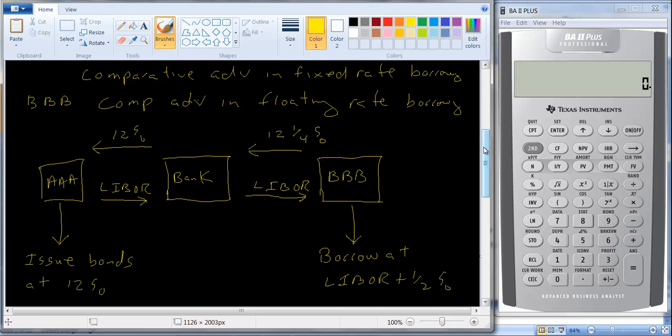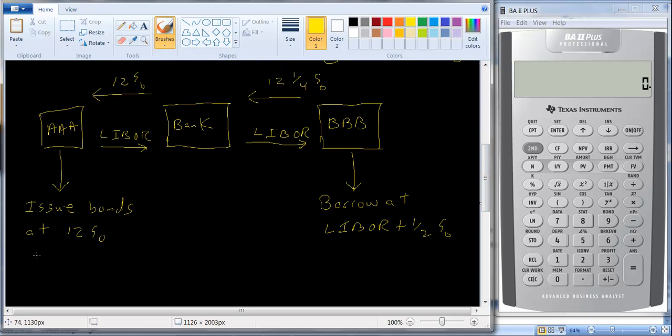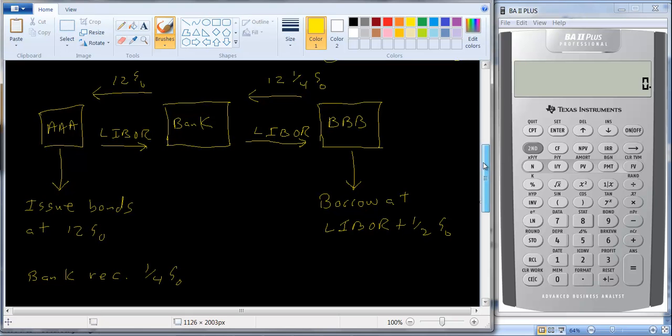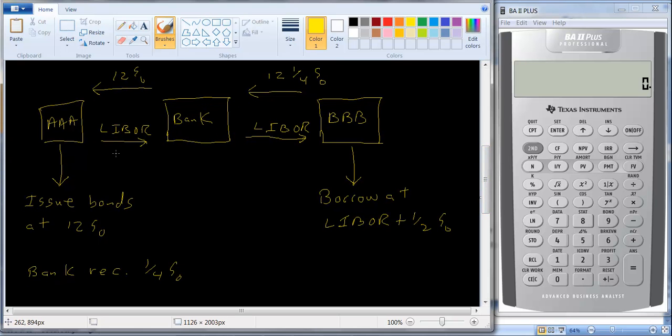So let's see how this works out for everyone. All right, the bank gets 1/4%. Okay, so that's their pay. Let's see what A pays. A is paying LIBOR because this 12% that they receive pays for the 12% bond issue, so they're good there. So in the case of AAA, they're paying LIBOR for this floating rate loan.